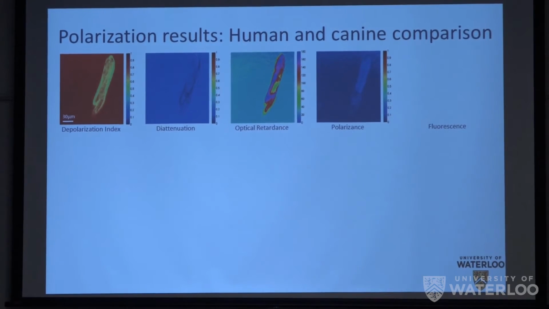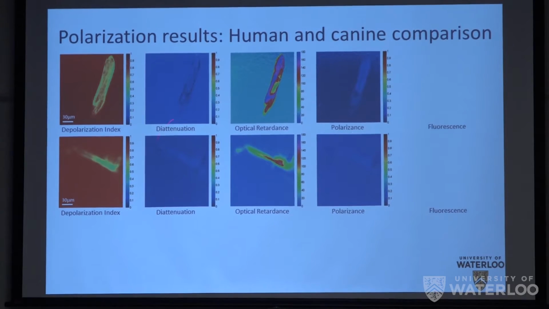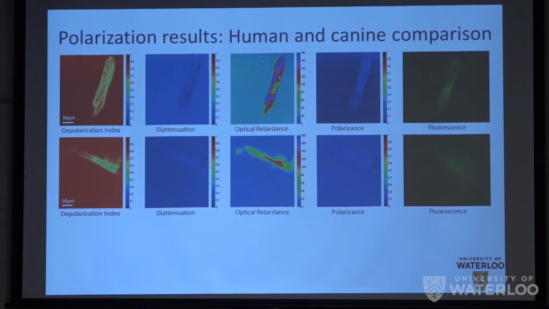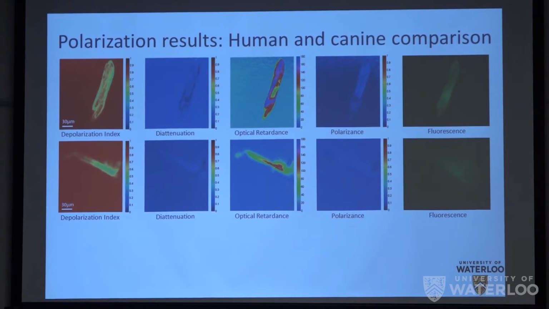So this is the human deposit you saw previously, and this is an example of a dog deposit. And so you can see very similar footprints in each of these properties. And both of these deposits stained with thioflavin, so what that tells us is that the dog deposits in the retina are a good model of what's happening in the human retina.